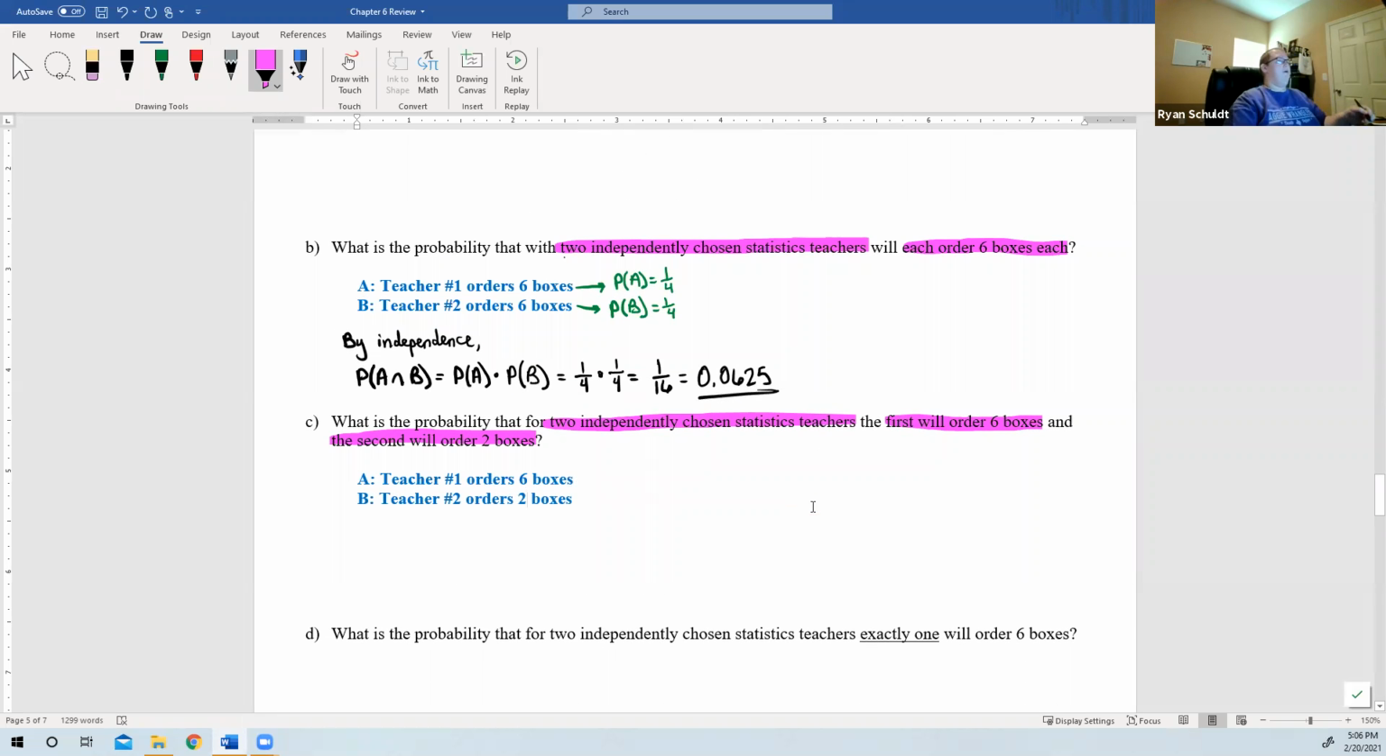Okay, now let's talk about our probabilities for these events. For 6 boxes, we already know this probability is going to be 1/4. So the probability that B occurs is going to be 3/4. And how did I know this? This came from part A.